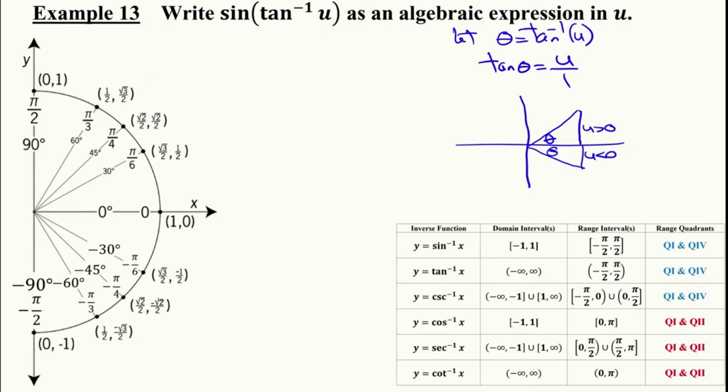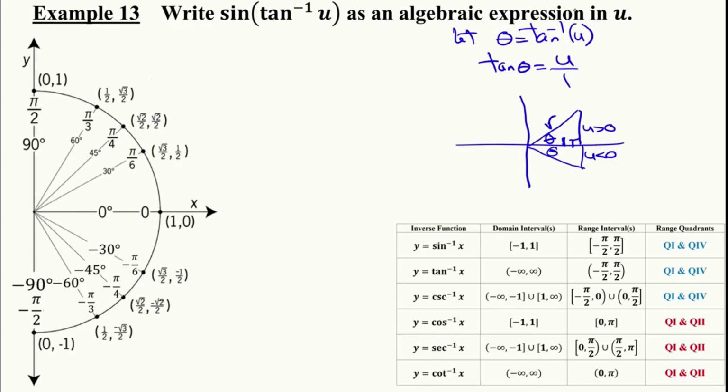But in either case, we know that the adjacent side, this is opposite over adjacent. We know the adjacent side is 1 in either case. And of course we know that when we want to use the Pythagorean theorem, it doesn't matter what sign, because we're just going to use the lengths. So we're going to have this hypotenuse is what we're finding, this r that we usually call it.